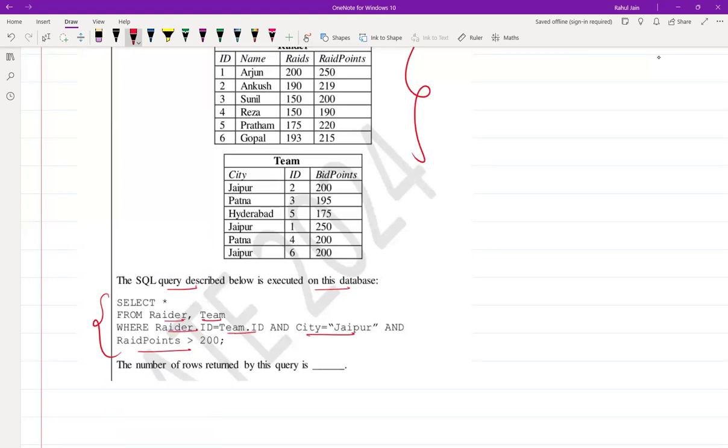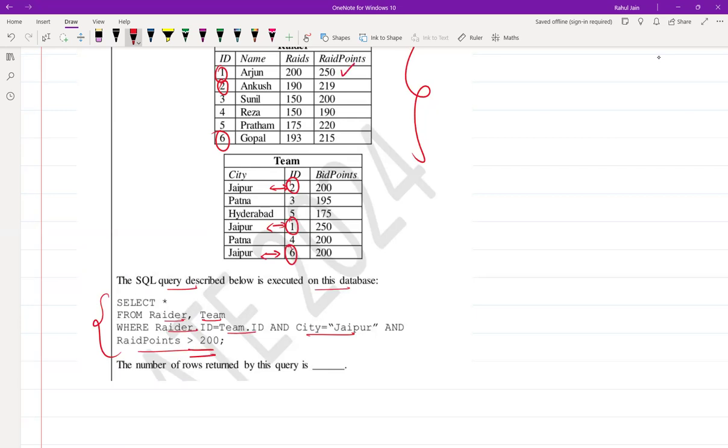So, city equal to Jaipur. With id 2, city is equal to Jaipur. With id 1, city equal to Jaipur. And with id 6, city equal to Jaipur. So we need to map id numbers 1, 2 and 6, where the red points are greater than 200.